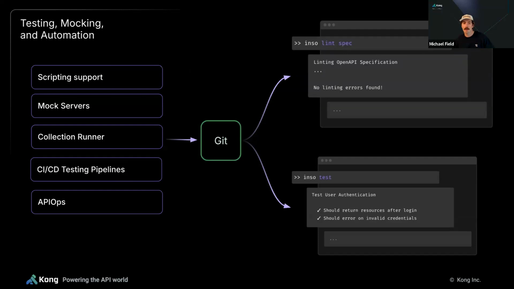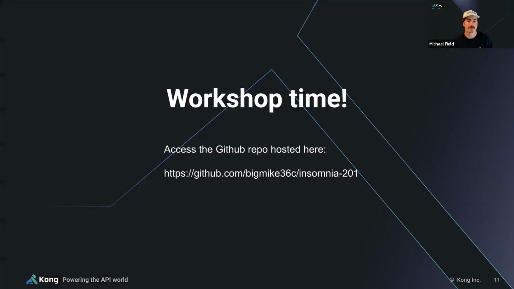But before we can automate anything, we actually have to build out these testing pipelines. And so we're going to see how we do that inside Insomnia today, utilizing the scripting support built in. And then we're also going to show how we can leverage some mock servers to send requests before you're even ready to publish the backend API that you're building or designing. Okay, so with that, we're going to dive into the workshop now.